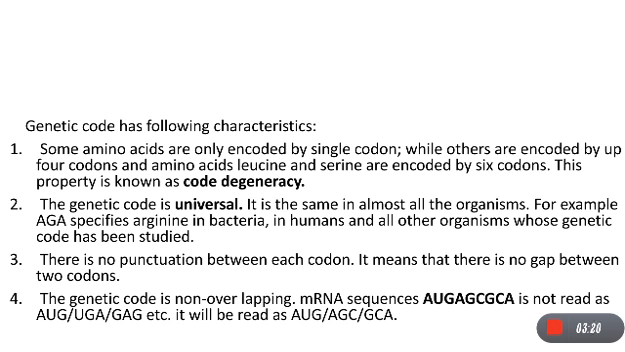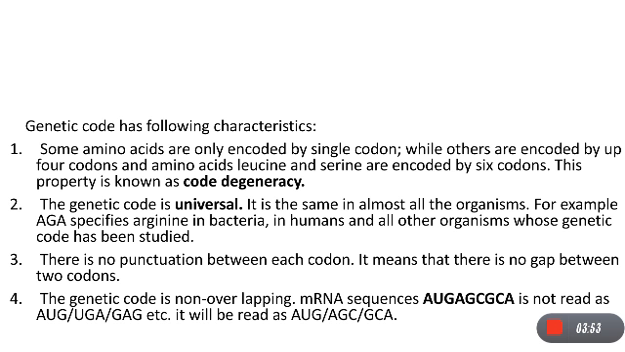The genetic code is universal. It is the same in almost all organisms. For example, AGA specifies arginine in bacteria, in humans, and in all other organisms whose genetic code has been studied. So, the genetic code is universal. There is no punctuation between each codon. It means that there is no gap between 2 codons. We can't use a comma, inverted commas, or anything else between the codons.